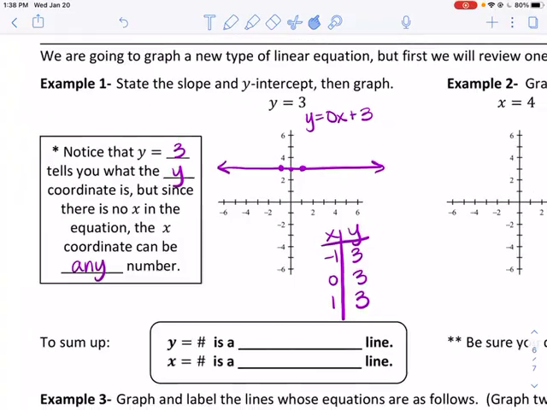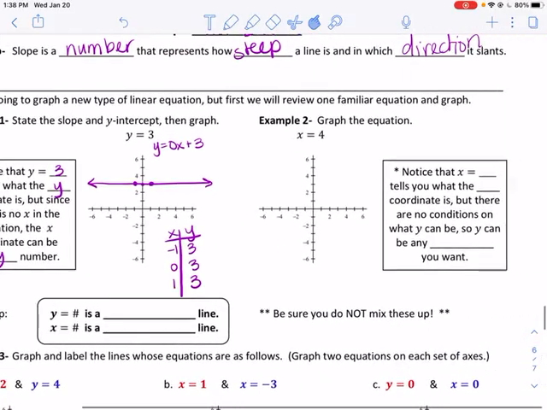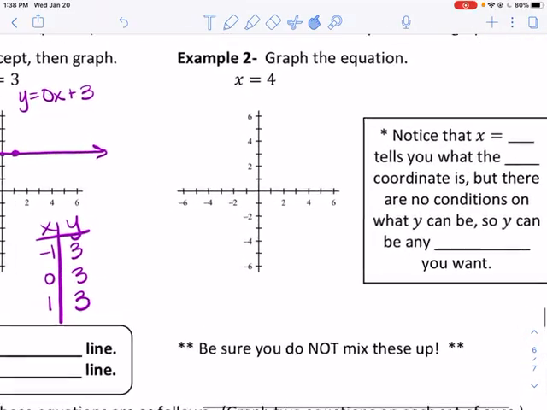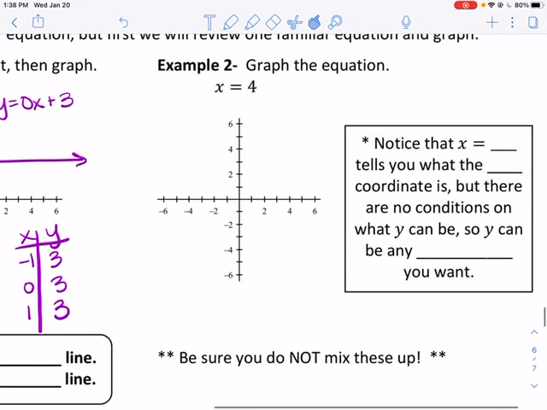Let's look at our other type of equation. Instead of doing a y equals, we have an x equals. And what's hard about these types of equations is that you can't put them in y equals mx plus b form. It just doesn't make sense. So just like on the other side, the x equals tells you what the x coordinate is, but there are no conditions on what y can be, so y can be any number that you want.